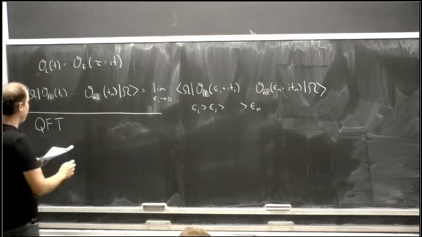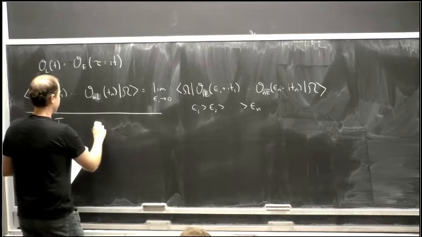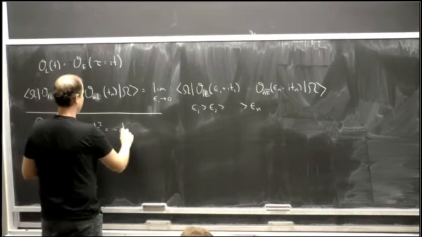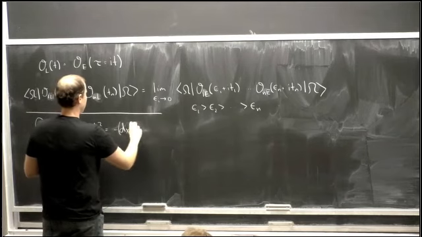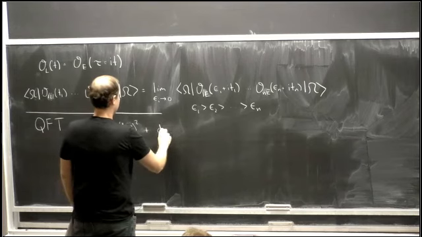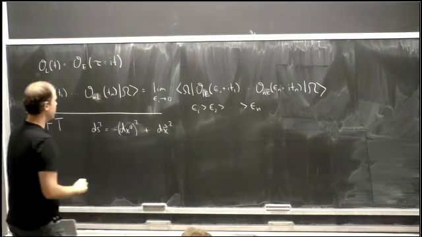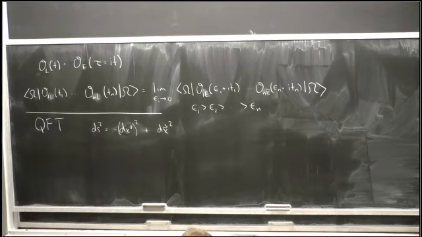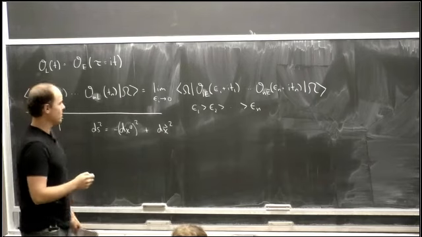And I'm going to work in mostly plus signature. So the metric is minus dx0 squared plus the spatial components squared. And this is because this is the only correct Lorentzian signature. The other one is incorrect.